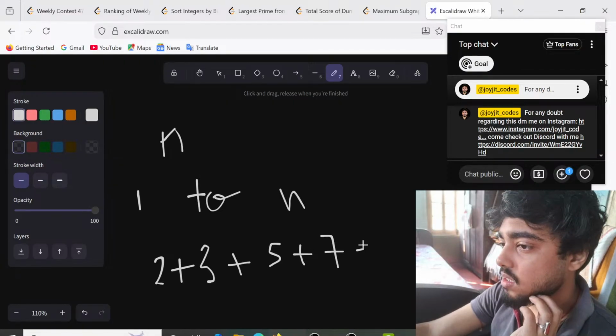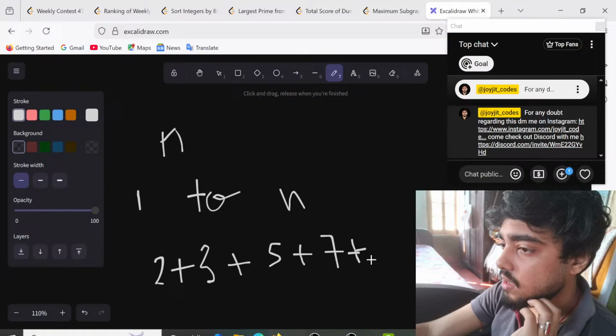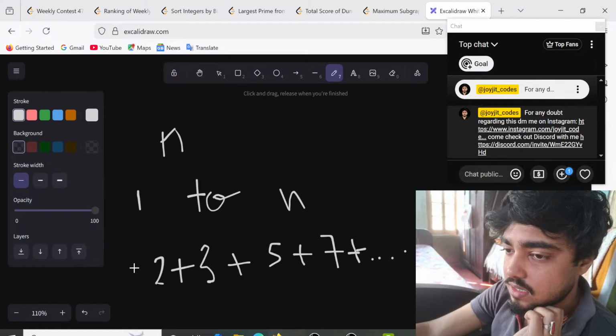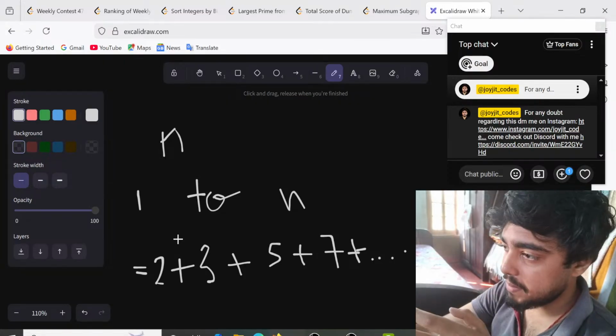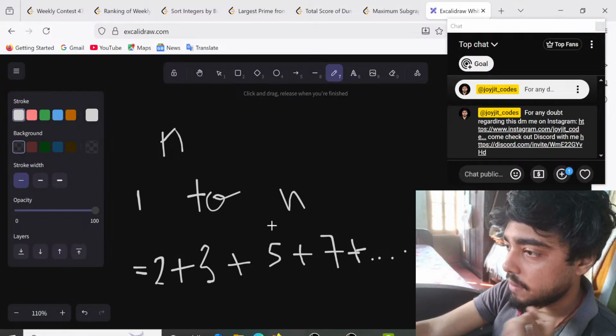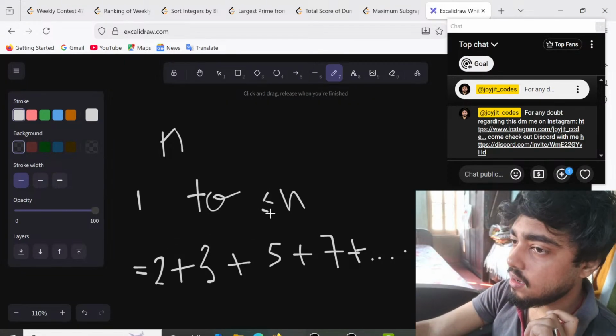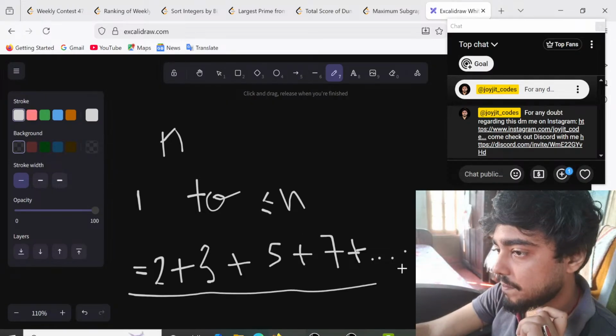Okay, so you have to find a prime number which can be represented like this. And you have to maximize the prime number. So you have to find the maximum prime number less than or equal to n which can be represented in this form.